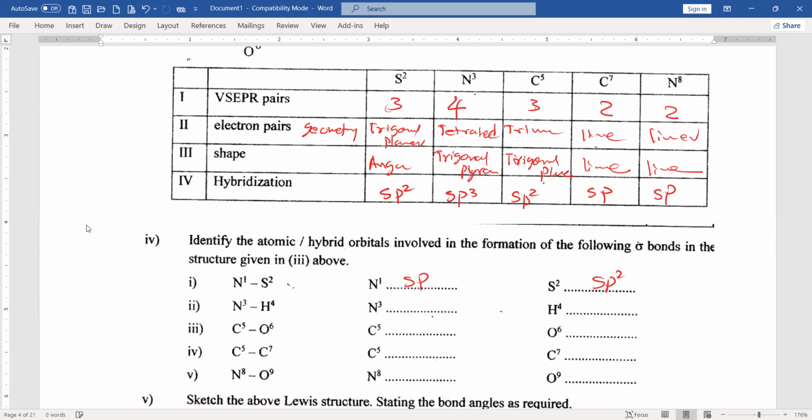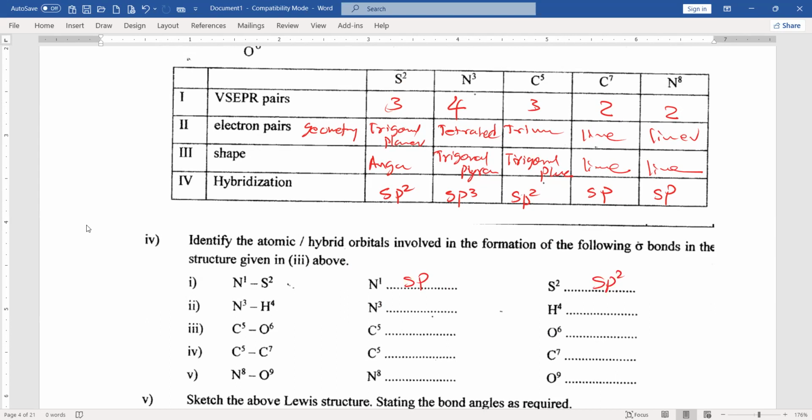No need to write anything else. Some students write that this is an sp hybrid orbital and many other things. Actually, no need to write that. Just sp is enough. Here, just sp2 is enough. Or sometimes some students put the hybrid orbital like that. You waste your time only. There are no additional marks for the additional information.